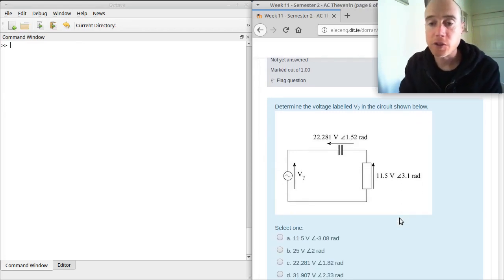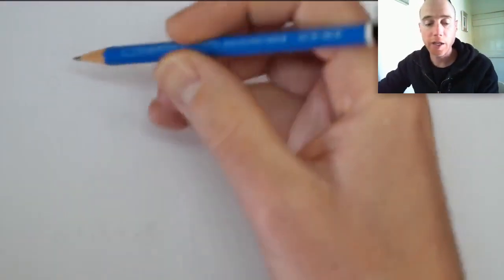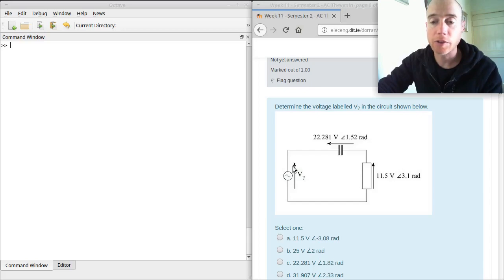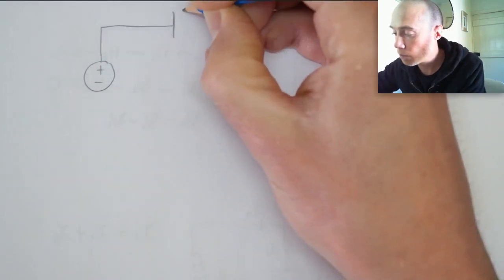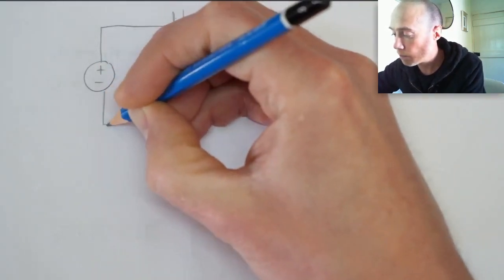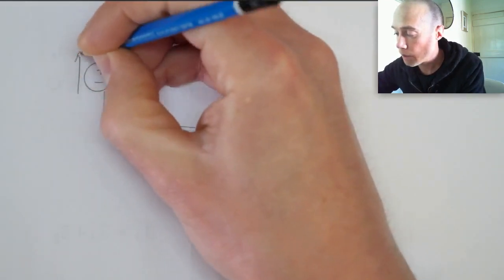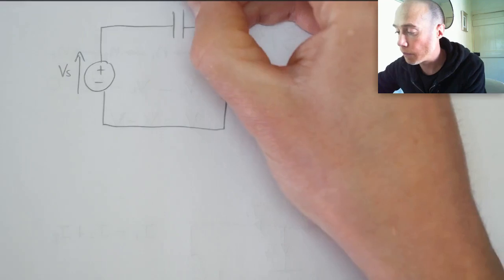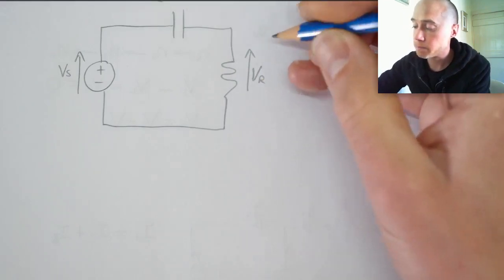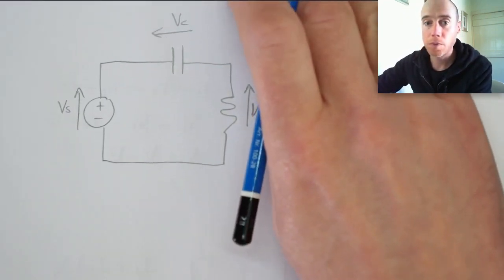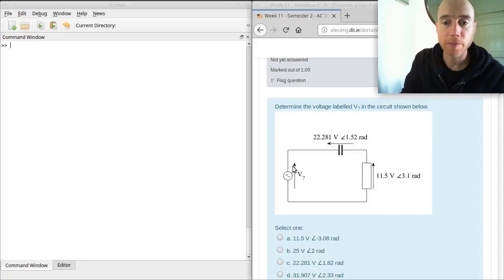So this one is Kirchhoff's voltage law again, very similar to the first example that I did. In this case, we're trying to calculate V. So let's just take a look at it on paper first. What have I got here? Voltage source, capacitor and resistor. I have Vs, my supply voltage, Vc and Vr. So this is my circuit.